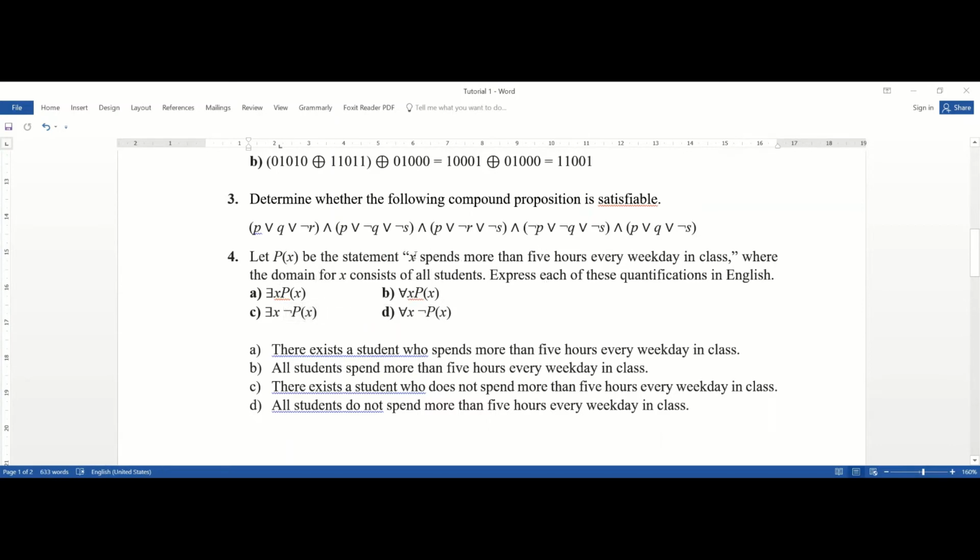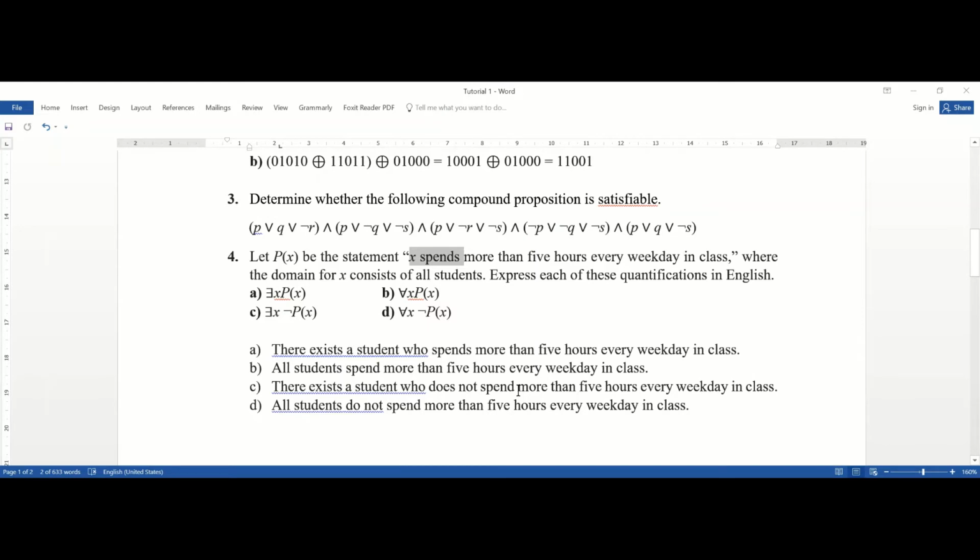How about C? C is a bit different, but we know there exists a student, but here not. So we need to create the negative statement of this. There is a student who spends more than 5 hours every day, at least one student. In this case, we need to negate this part. There exists, keep it the way it is because it's not negated here. A student who does not spend, negated by "who does not spend."